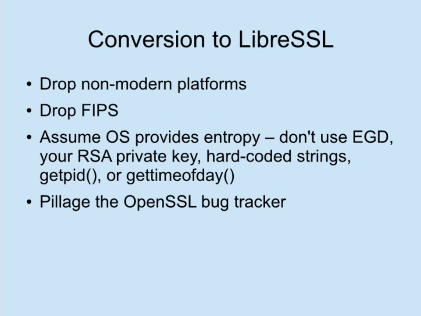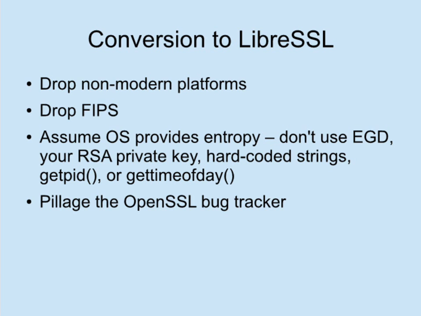They assume that the operating system provides entropy. OpenSSL used things like the entropy gathering daemon, your RSA private key, hard-coded strings that would say, here's a seed for entropy, and old things that have long been shown to be poor practice like getpid or gettimeofday. They've also pillaged the OpenSSL bug tracker.